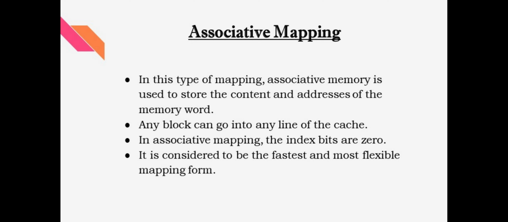Then associative mapping. In this type of mapping, associative memory is used to store the content and addresses of the memory word. Any block can go into any line of the cache. In associative mapping, the index bits are 0. It is considered to be the fastest and most flexible mapping form.